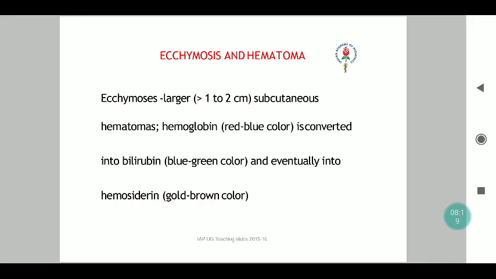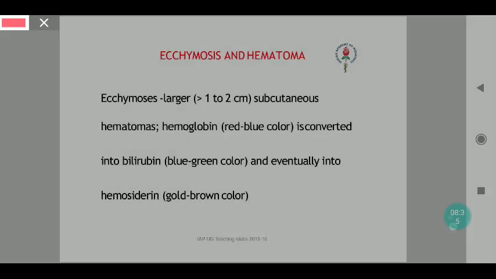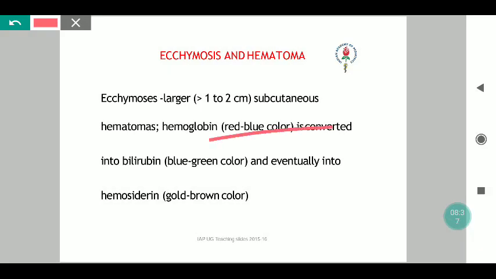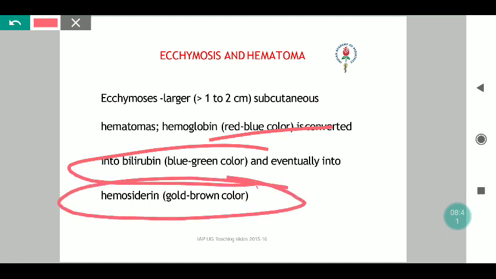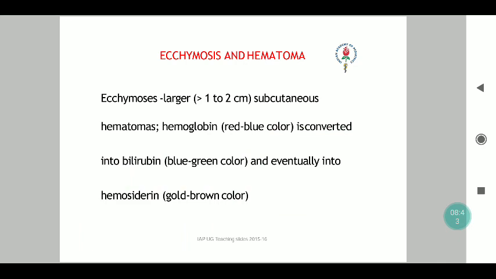Now if you consider further larger ecchymosis, they are larger subcutaneous hematomas, and the hemoglobin is converted into bilirubin, which eventually gets converted into hemosiderin because of the biochemical changes. When in the hemoglobin state the color remains red to blue, which gradually gets converted to blue to green and eventually gets converted into gold brown due to the color changes in ecchymosis.